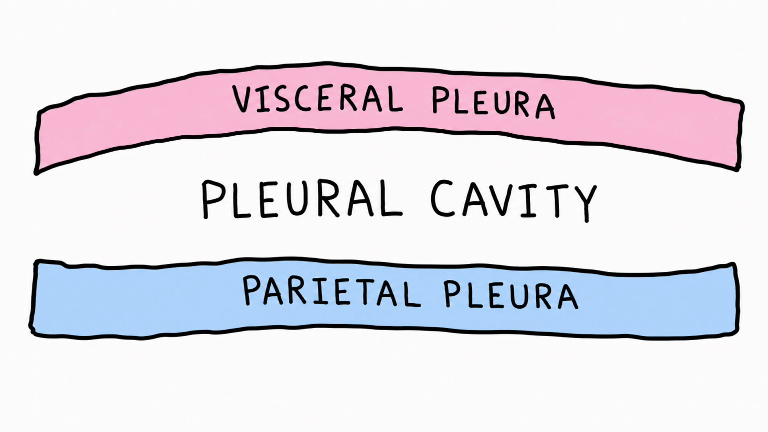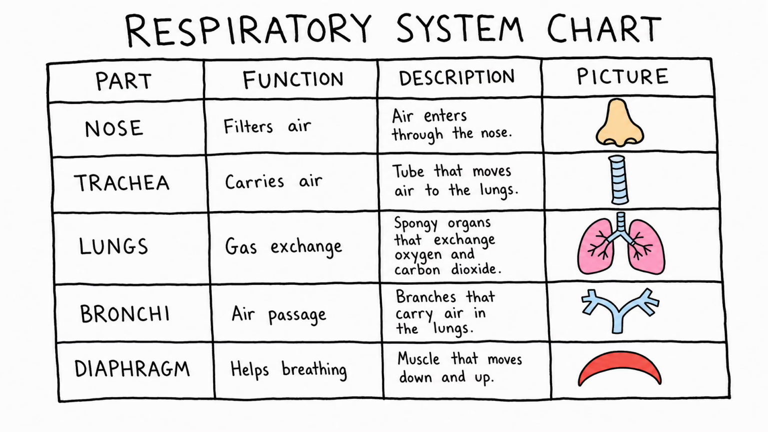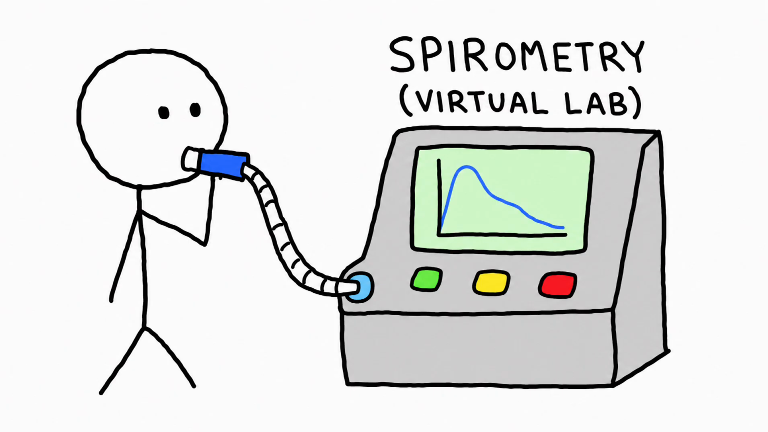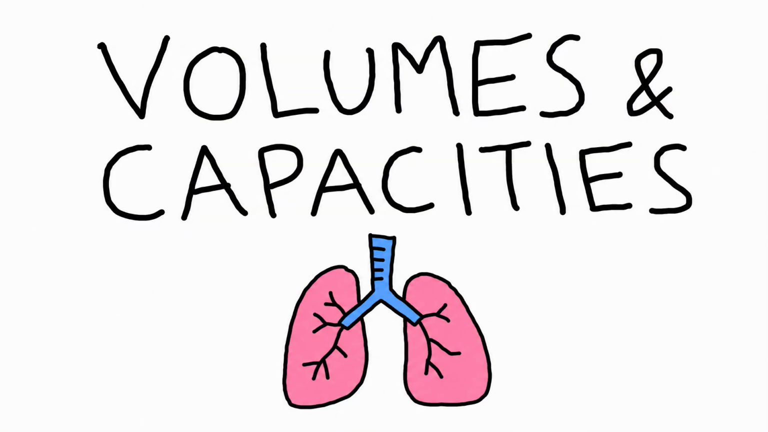Okay. So then this is just a chart explaining parts of the respiratory system. You can read that on your own. Now you're going to have a spirometry experiment, a virtual lab simulation. And so I want to talk a little bit about respiratory volumes and capacities, so you can get an idea while you're doing the virtual lab simulation.